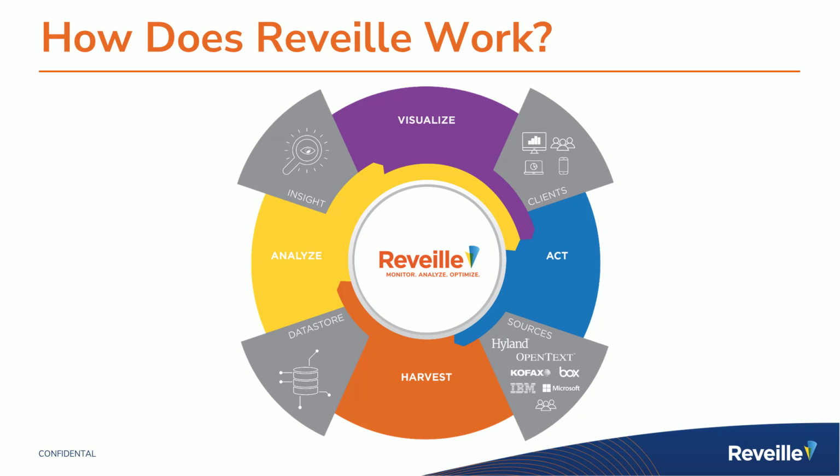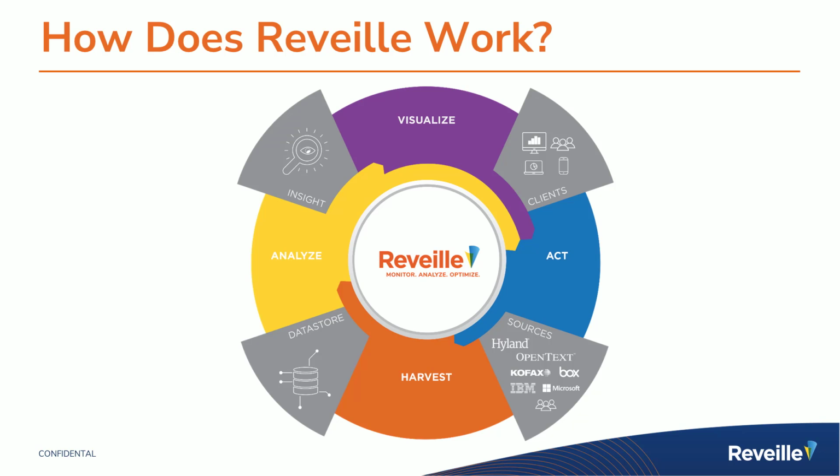So how does Reveille work? If we look to the bottom right corner of this wheel, we can see there are multiple sources that Reveille can gather information from. Content management systems, aka ECM, from vendors such as Box, Kofax, Microsoft, IBM, OpenText, etc. Reveille manages and monitors these systems by collecting information from them, checking how the systems are performing and being used. This also includes gathering information about end-user transaction performance, activity, and user behavior. Reveille ensures that everything is running in the way the organization would expect.